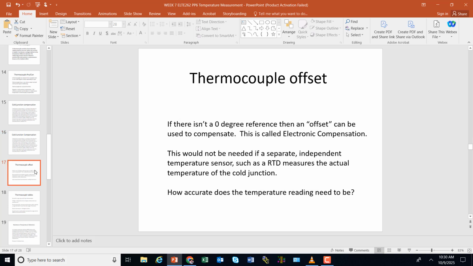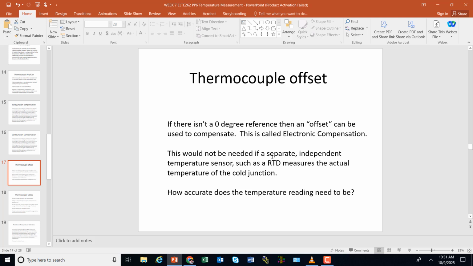All right, and it will work just fine if you can effectively figure out what your thermocouple offset is. We're going to mess around with it a little bit in class to be sure. I got some suggestions to get us going in the right direction, but we will do that. So if there isn't a 0 degree reference, then an offset can be used to compensate. It's called electronic compensation. We might have to put a little bit of compensation into the analog card, as well as we'll definitely put some compensation into the thermocouple card when we use that, all right?